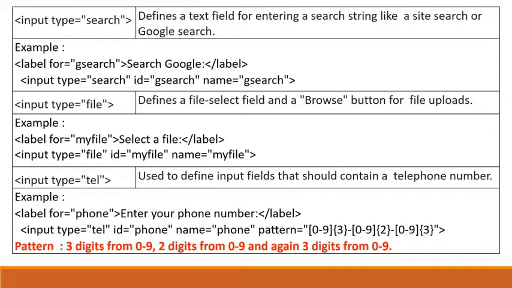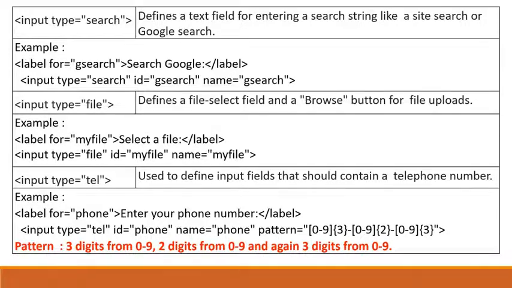Then input type equal to file defines a file select field and a browse button for file uploads. Now this we have seen last year. So here the browse button or upload option will come. When you click on it, it will directly open your files. Whichever file you want to upload, you can select over there.